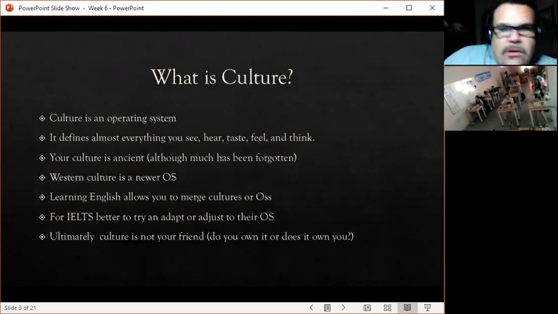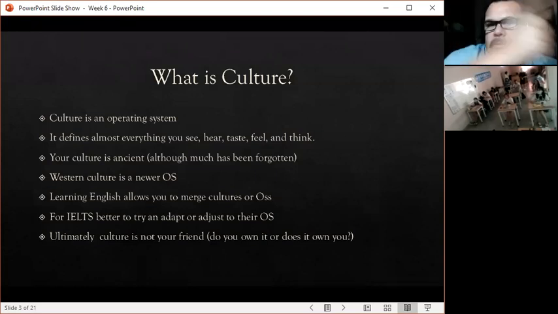And so your culture is ancient, although much has been forgotten, as happens with ancient cultures, where we tend to think of Western culture as a newer type of operating system. And so learning English allows you to merge cultures or operating systems. And we know that when you learn any sort of language, you're going to adapt some of those things in your personality, in your way of thinking, and so forth. And for IELTS, it's better to try to adapt or adjust to their operating system. And we said that way back in the beginning when we started all of this about 6 weeks ago.